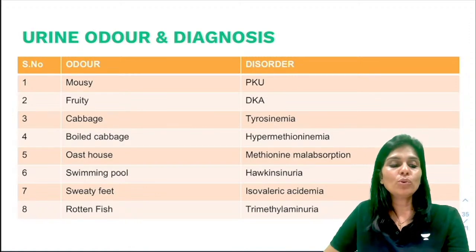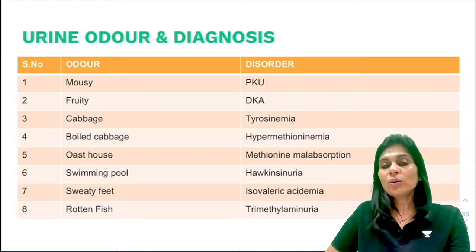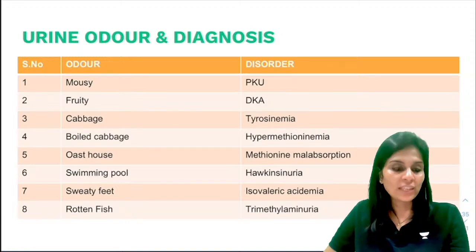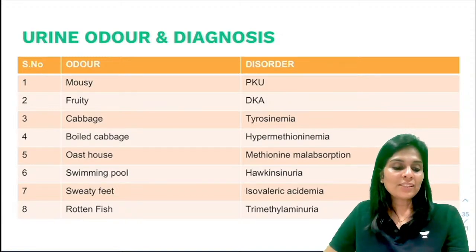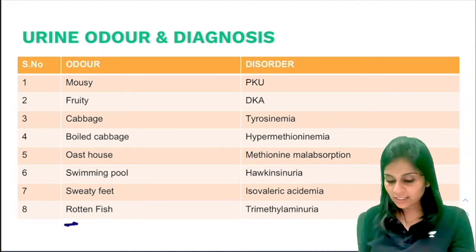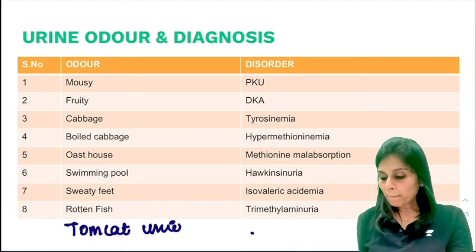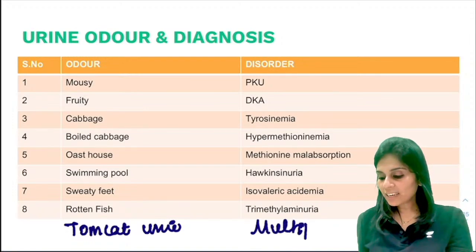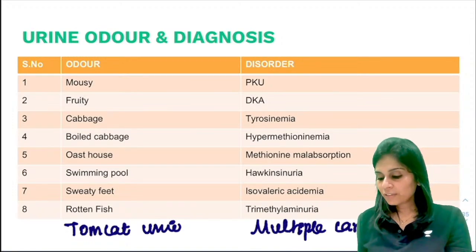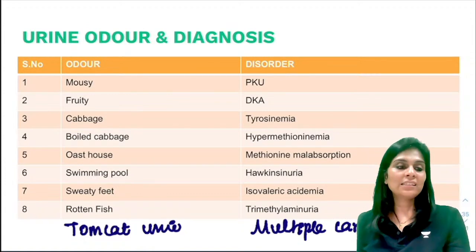Mouse and keyboard go hand in hand. So mousy odor is a feature of phenylketonuria. Fruity odor, yes, tomcat urine disease. Very good. So tomcat urine disease is a feature of multiple carboxylase deficiency.